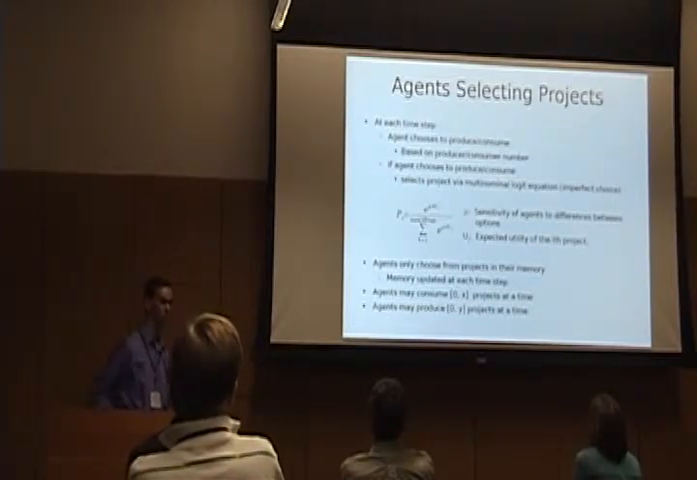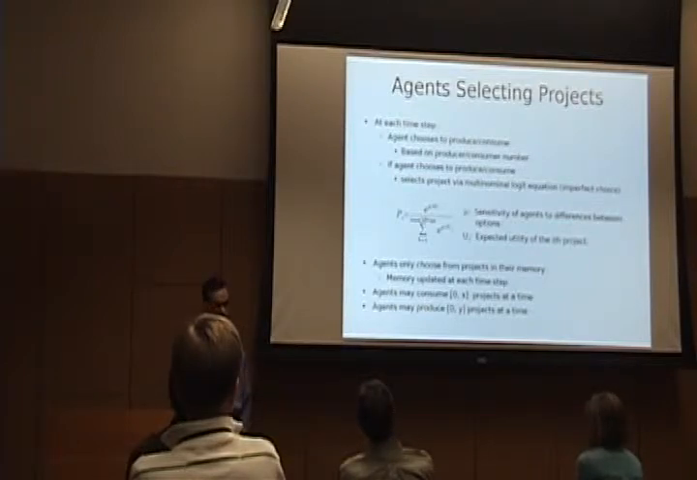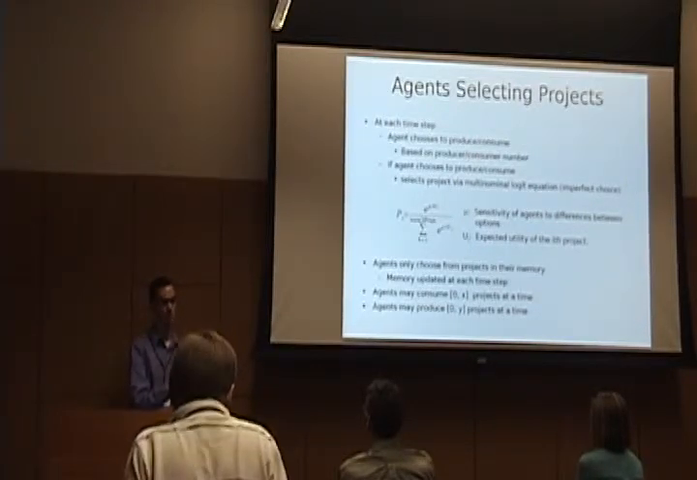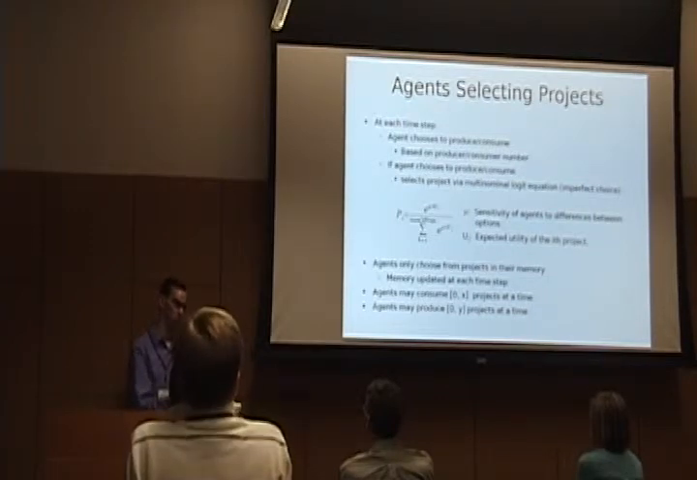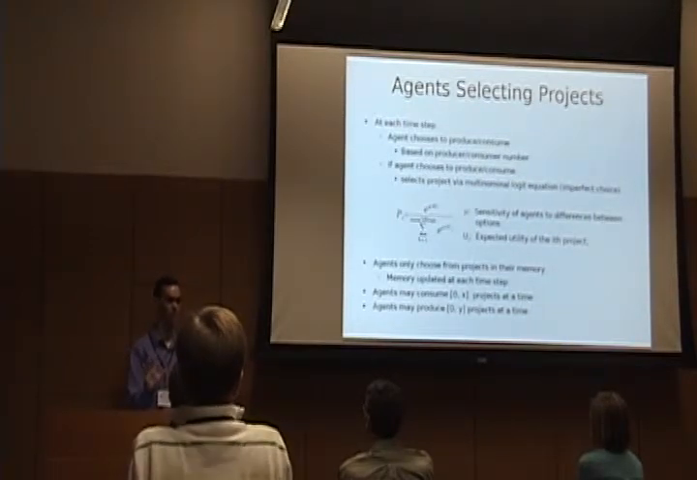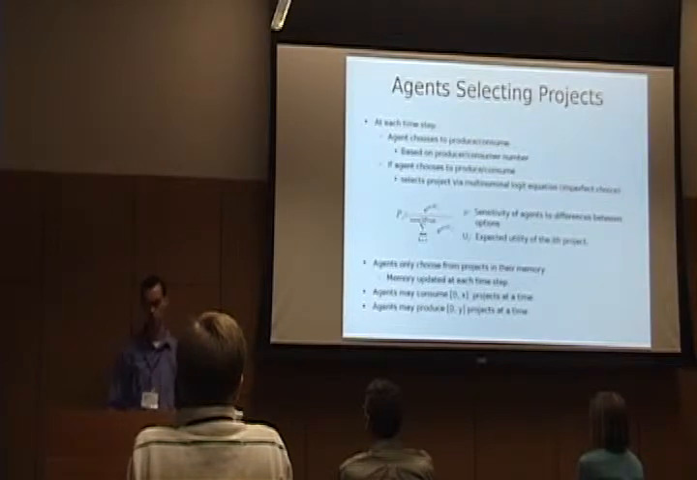So when agents choose to contribute or download a project, which again is based on the consuming or producing number, we're using imperfect choice here so that we can vary whether an agent is choosing the project that has the maximum utility or a project that's close to the maximum utility, or, for example, a totally flat level where all L projects that it knows about have the same probability of being chosen.